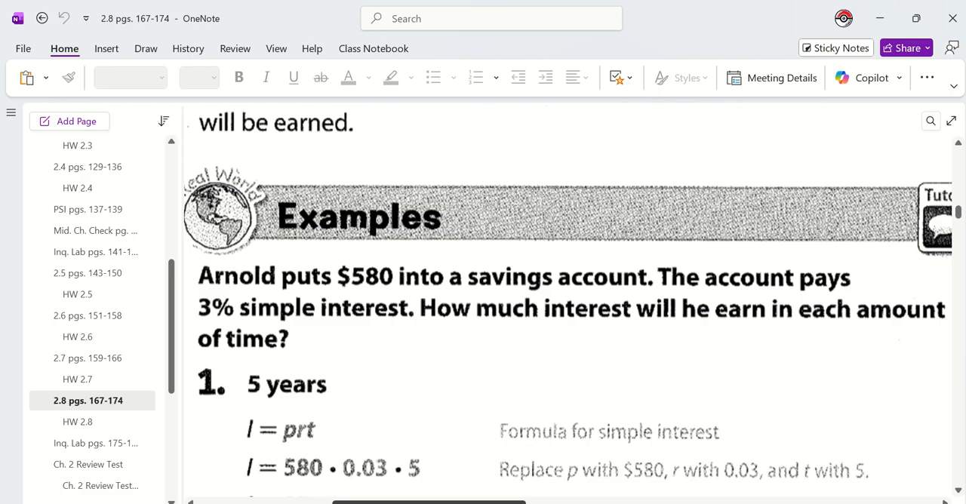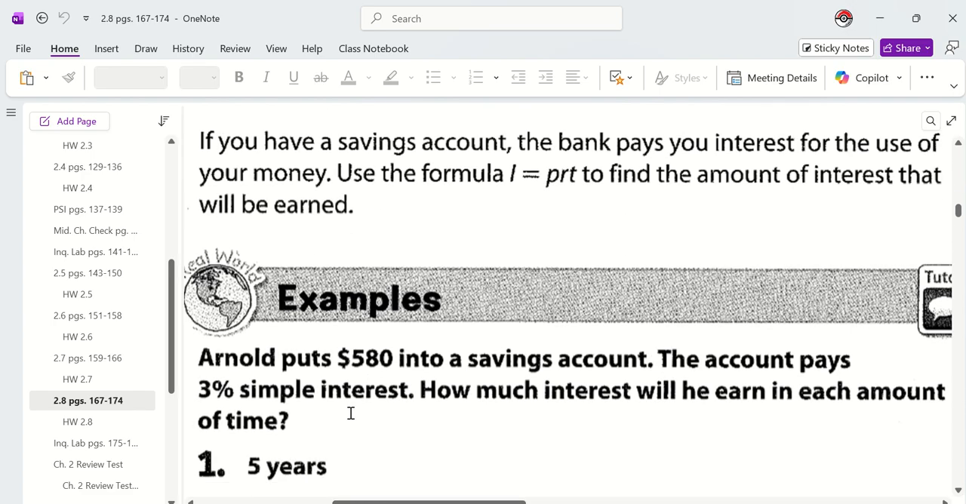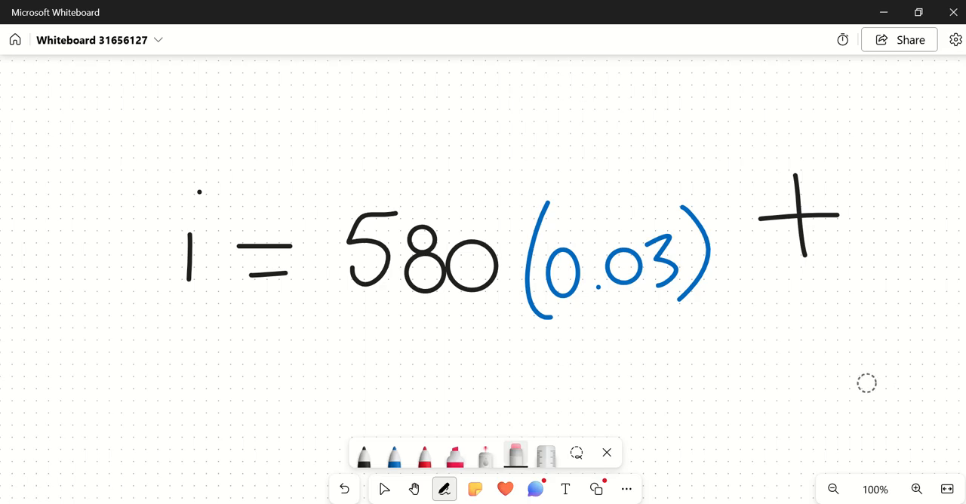Okay, and he's going to leave this in, and they want us to figure out each amount of time. The first one is he's going to leave this in there for 5 years. He's going to deposit this money, and he's not going to touch it for 5 years. So T would be, ladies and gentlemen, just 5. When it's a full year, it's just that number. When it's something less than a year or a partial year, that's when we're going to use either decimals or fractions. In this case, it's a full 5 years.